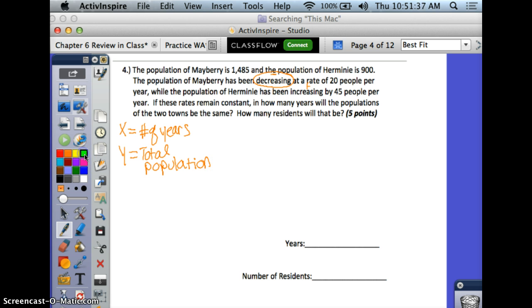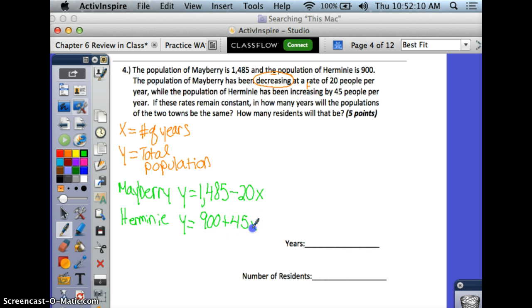So for Mayberry, your total equation, or your total population, is the fact that you started out with 1,485 people, but you're decreasing. People are moving away 20 people per year, so 20x. Now Hermione, they started out with only 900 people, but they are adding 45 people per year.